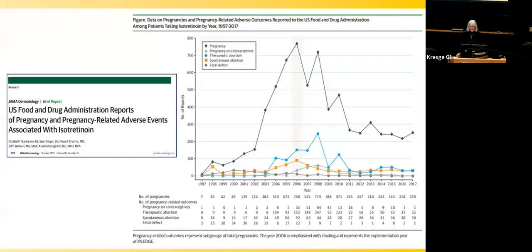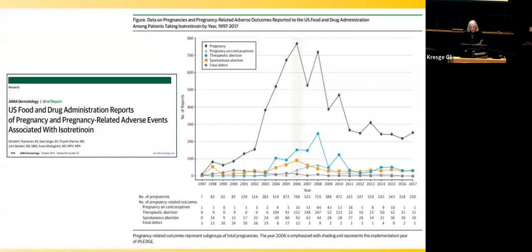So how has that gone? Well, this is a paper that was published in JAMA Dermatology from FDA reports of pregnancies that were exposed, associated with isotretinoin. I was worried that I'm going to push the wrong button here, but you can see the peak there is when the iPledge program was put in place. So you can see that the iPledge program has had a good outcome in the drop in the number of pregnancies that are occurring. But still somewhere between 200 and 300 pregnancies a year are occurring, even with the iPledge program in place.